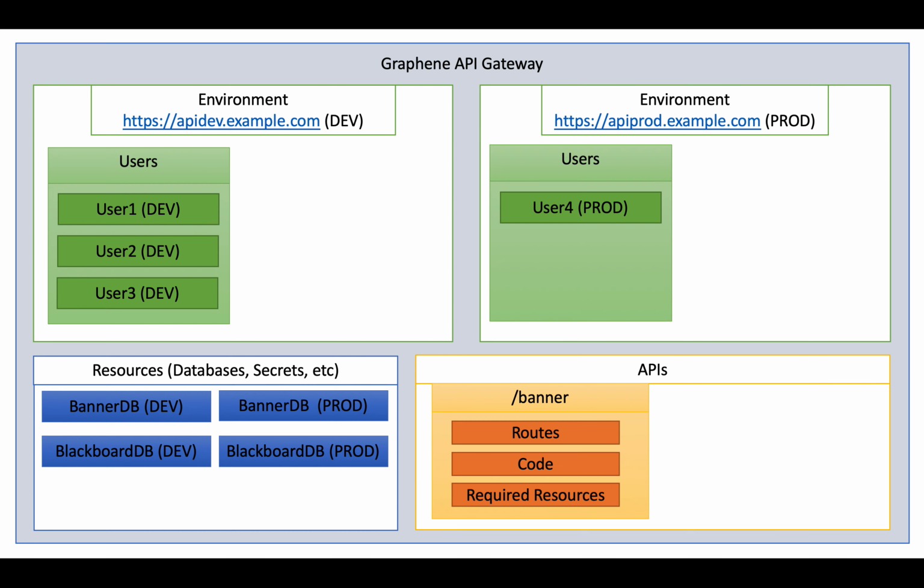Okay, so let's put this stuff together. Now we're going to actually start building out an API. So we're going to build out a generic banner API, and it's going to have a bunch of different routes that do a whole bunch of different things, maybe get user information, get course schedule, get all of that kind of stuff.